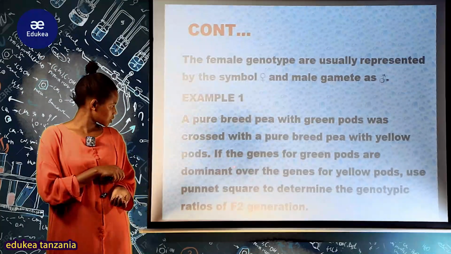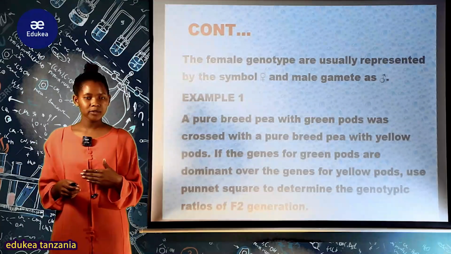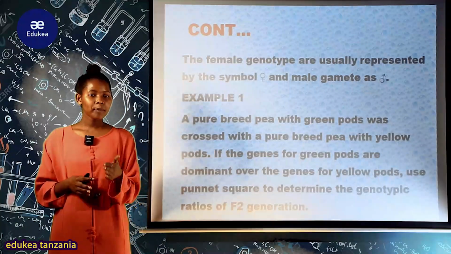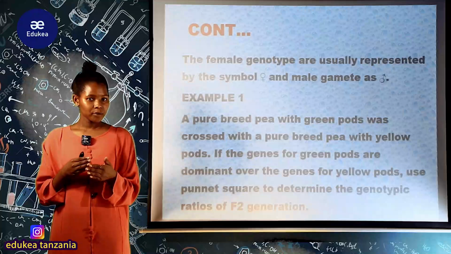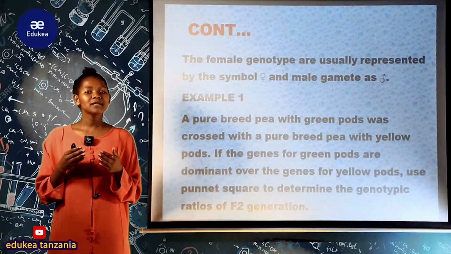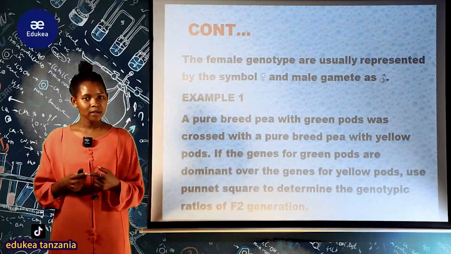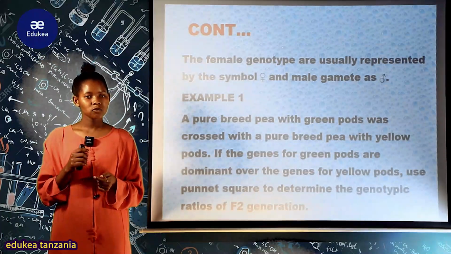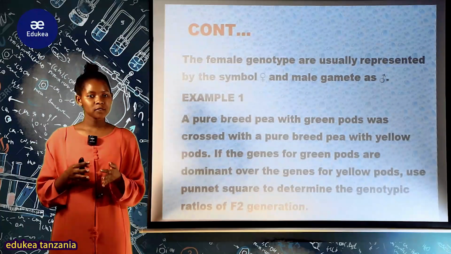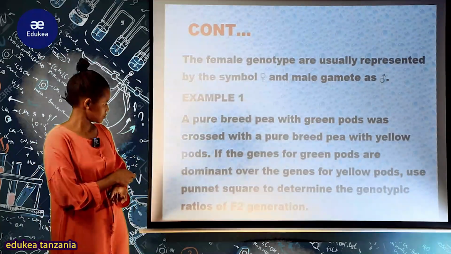Halafu kama genes kwa green pods zikiwa dominant over yellow pods, tunahitajika kuonyesha genotypic ratio ya F2. Tumepewa yellow pods na green pods, tukaonyeshwa kwamba yellow pods ni recessive lakini green pods ni dominant. Je, tukitumia Punnett square ni nini possible genotypic ratio? Tukumbuke kwamba tukizungumzia pods ni zile makava, hapa tukitumia reference ya pea plant tutaona ni yale maganda ya njegere.